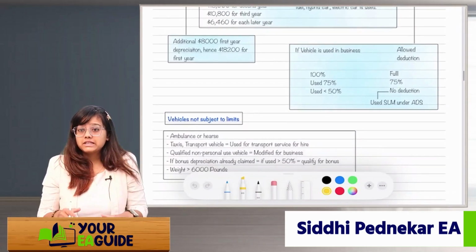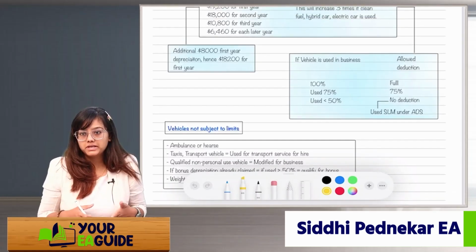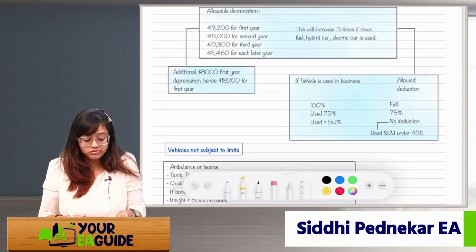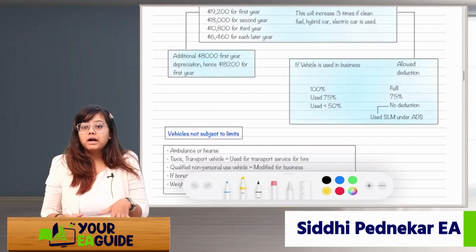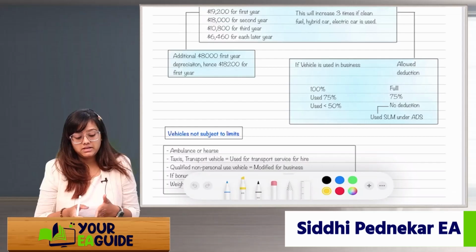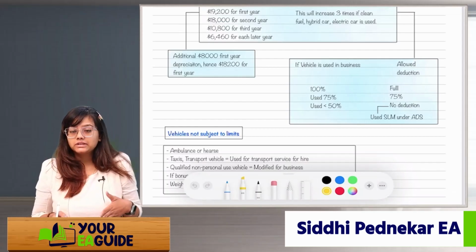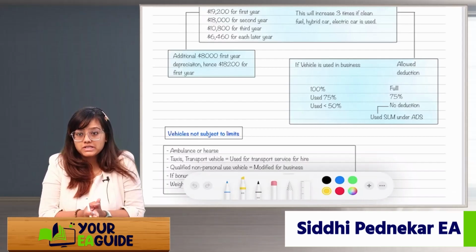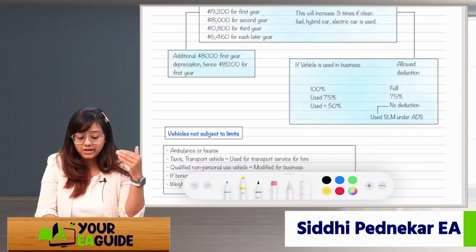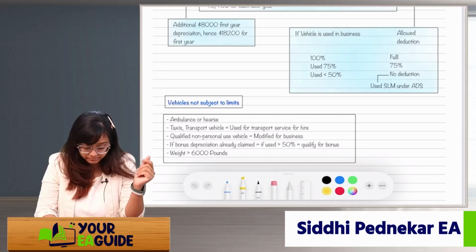Now, we will see the usage of the vehicle. If it's used 100% in your business, then the full amount will be taken as depreciation, which is mentioned here in the table. But if it's used for up to 75% only, then you can take 75%. If it is used up to 50%, then you can take it, but if it's used less than 50%, then there is no deduction and you will have to use the SLM method of ADS only.